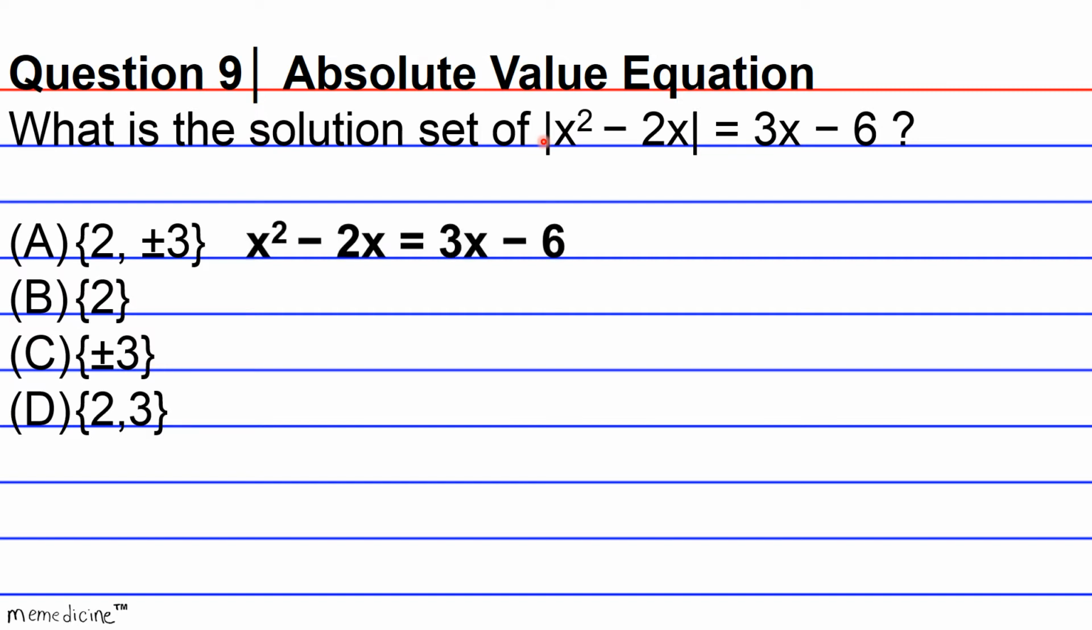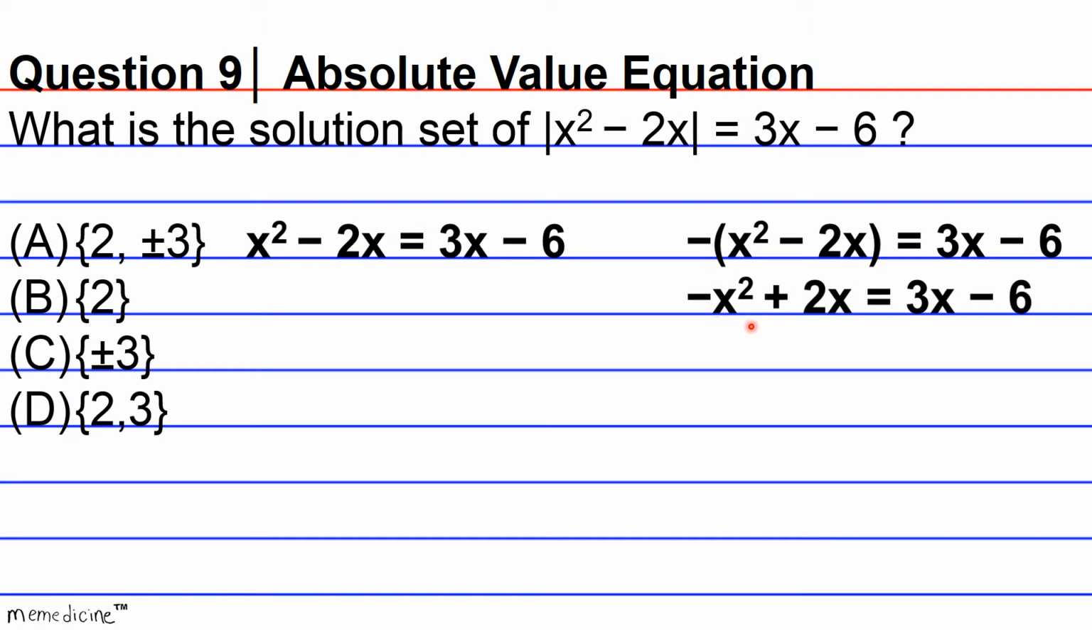So our first case should wind up looking like this: x squared minus 2x equals 3x minus 6. In the second case, we assume that everything inside the absolute value brackets is negated. That is, we multiply everything inside the bracket by negative 1, and then remove the brackets and solve. So our second case should look like this: negative, x squared minus 2x, equals 3x minus 6. We'll take this one step further and distribute this negative sign, or an implied negative 1. We end up with negative x squared plus 2x equals 3x minus 6.